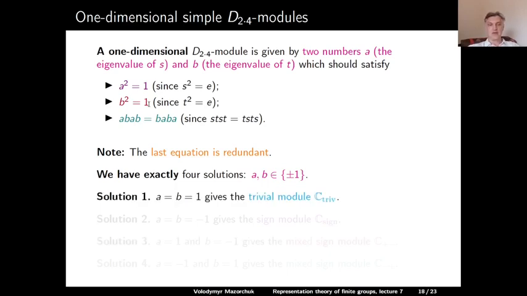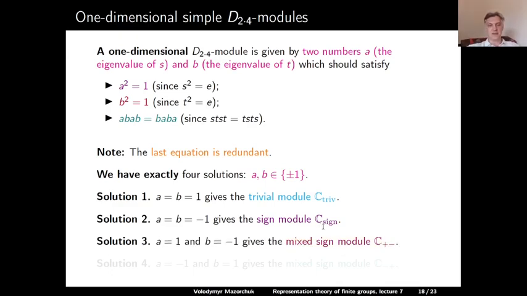Solution number 1, if A and B are equal to 1, this gives exactly the trivial module. If A and B are both equal to minus 1, this gives us the sign module. So the elements S and T act as minus 1, so this is a sign module. But we also have 2 mixed sign modules. If A is equal to 1 and B is equal to minus 1, this is a mixed sign module. One of S and T acts as 1 and the other one as minus 1. Let's denote this mixed sign module by C plus minus. And similarly, we have the mixed sign module C minus plus, where S acts as minus 1 and T acts as 1.